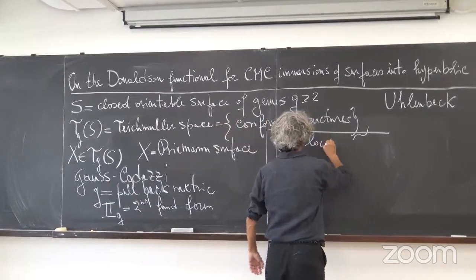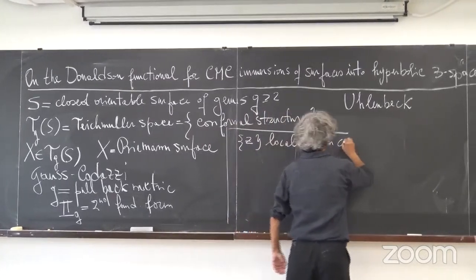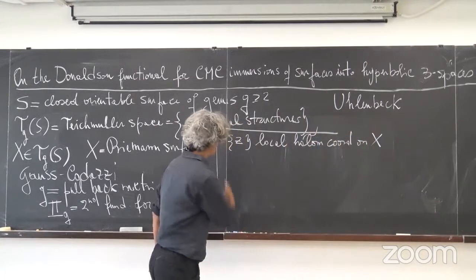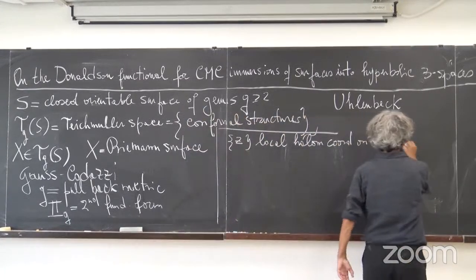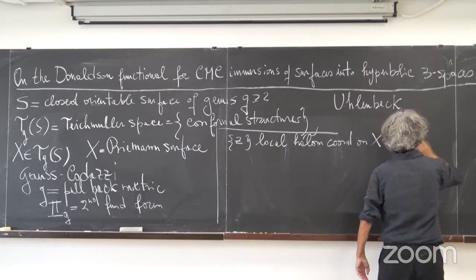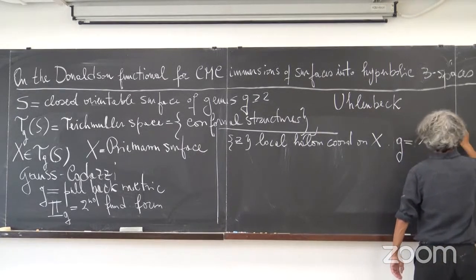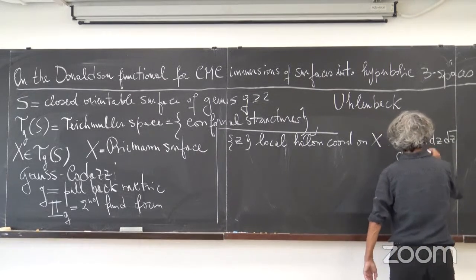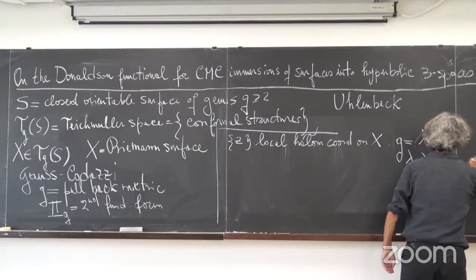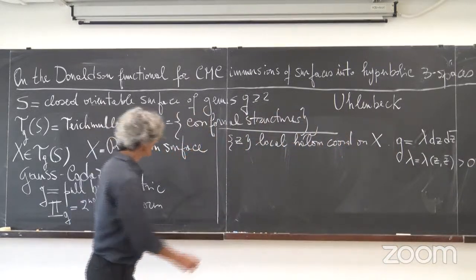So this is a fully local argument: holomorphic coordinates on X, on my Riemann surface X. According to these coordinates, the pullback metric g will have the form lambda dz dz bar, where lambda, the conformal factor, is a function of z, z bar, always positive, defined on X.